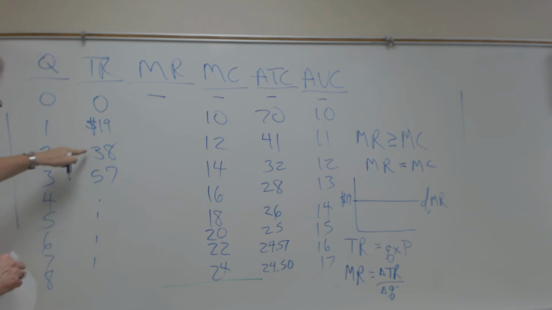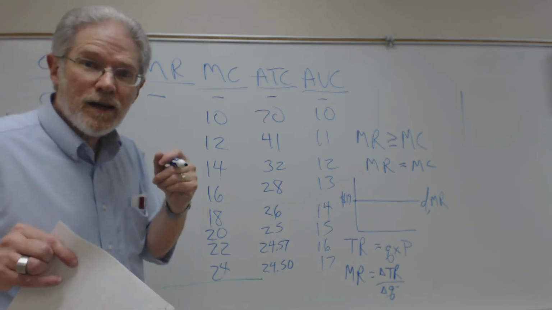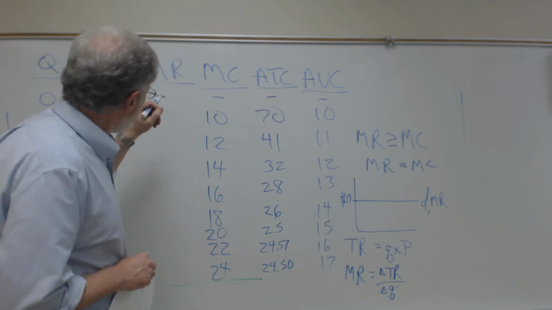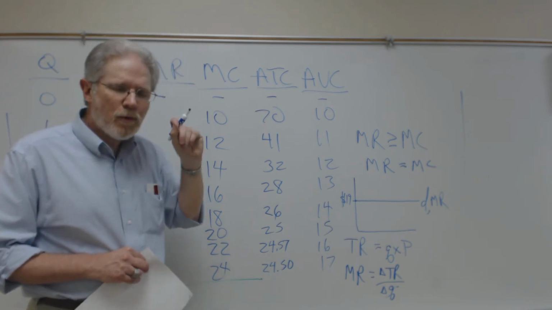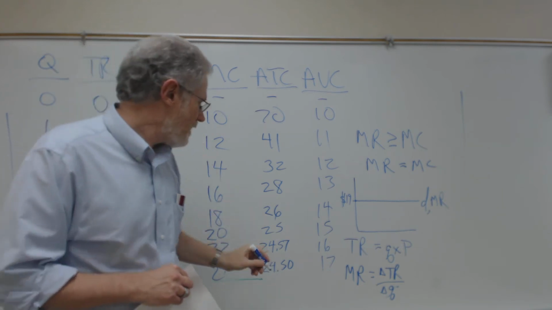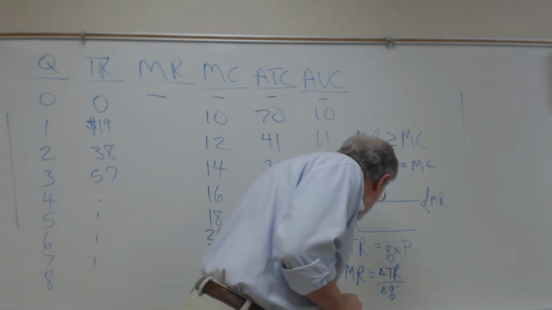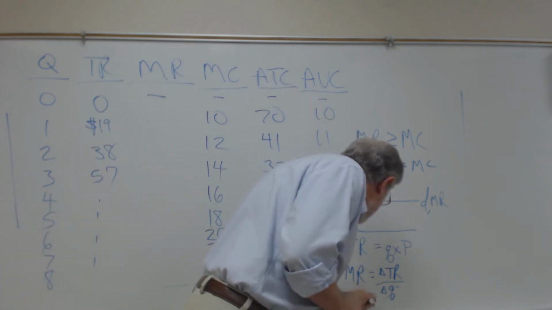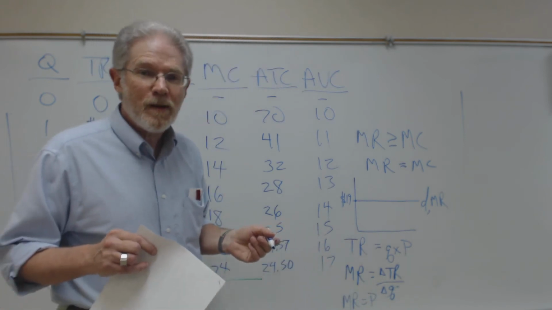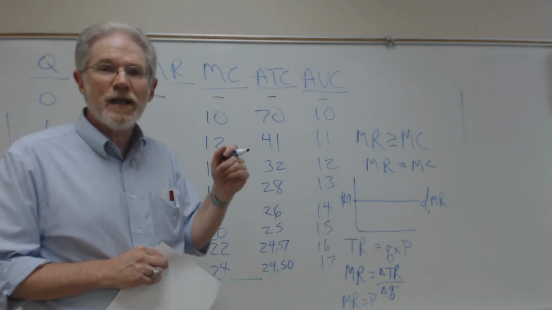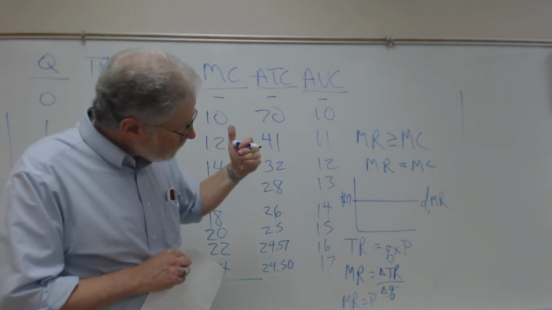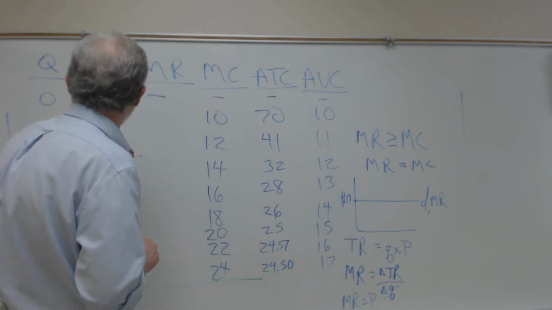Sells the third unit, goes from 38 to 57. So the marginal revenue again is 19. We said that for price taker firms, its marginal revenue will always be equal to its price, because every time it sells an extra unit, its revenue will go up by price.